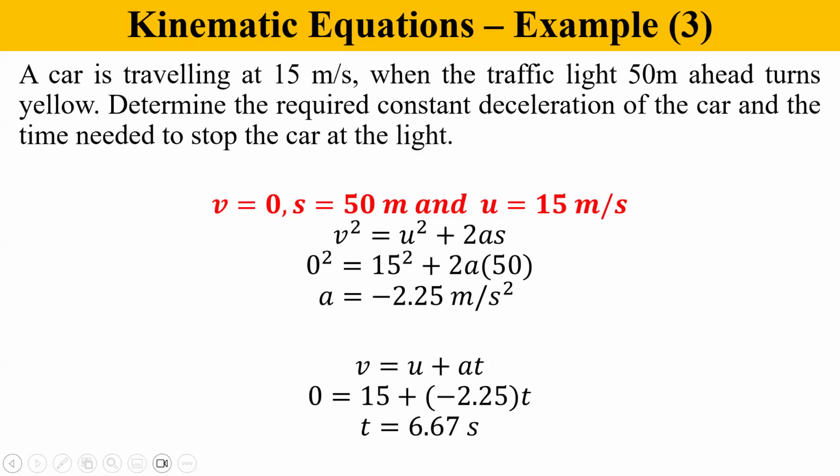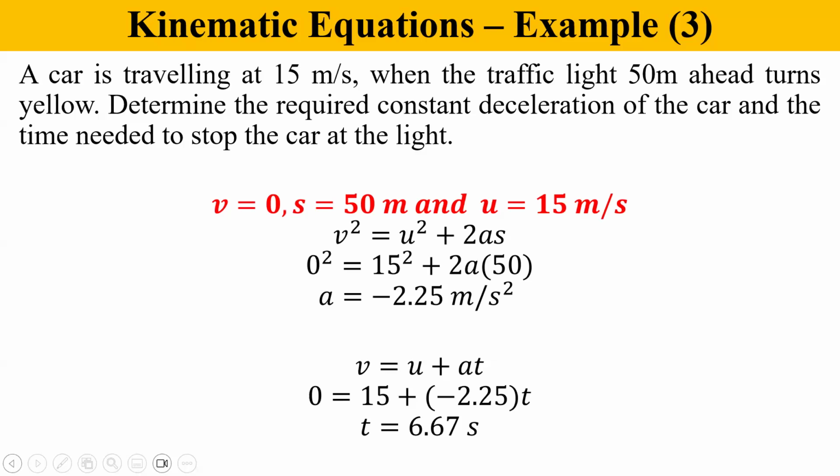from that section. So you're to determine the required constant deceleration, because from that point now you will start pressing your brake so that when you reach the stop light, you could have stopped. So you stop accelerating now, you're decelerating, right? So you have a negative acceleration there. And the time needed to stop the car at the light.